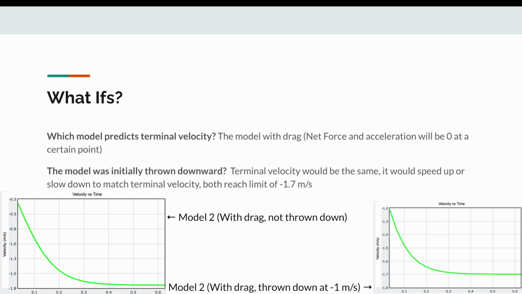In the computational model that I did, it's about negative 1.7 meters per second. So for starters, the one with drag force that wasn't thrown down, as you can see, reaches a limit of about negative 1.7 meters per second. However, for Model 2, the one with drag that was thrown down at negative 1 meter per second, it too has the exact same limit that it reaches.